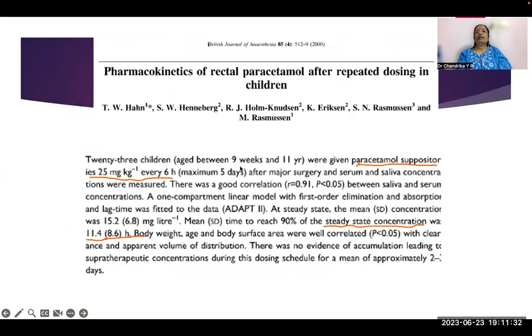There is one more article published in BJA in 2000. They have studied the pharmacokinetics of rectal paracetamol after repeated dosing in children. They have given paracetamol suppository 25 mg per kg every 6 hourly post-operatively for 5 days. They have looked at the plasma, serum and saliva concentration, and they have found that the time to reach 90% of steady state concentration was 8.6 hours to 11 hours.